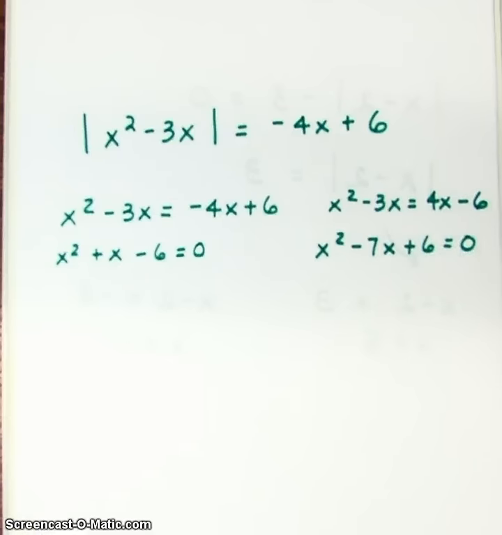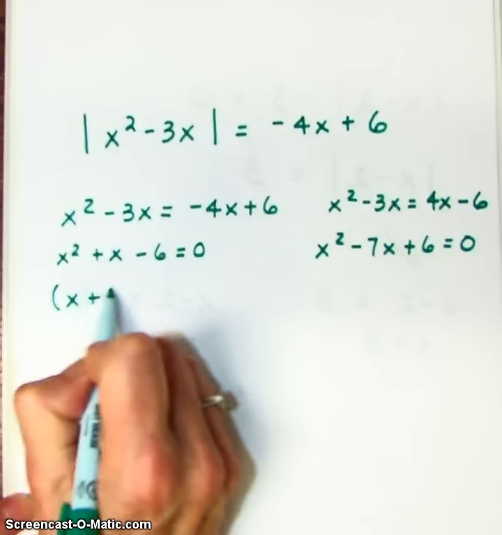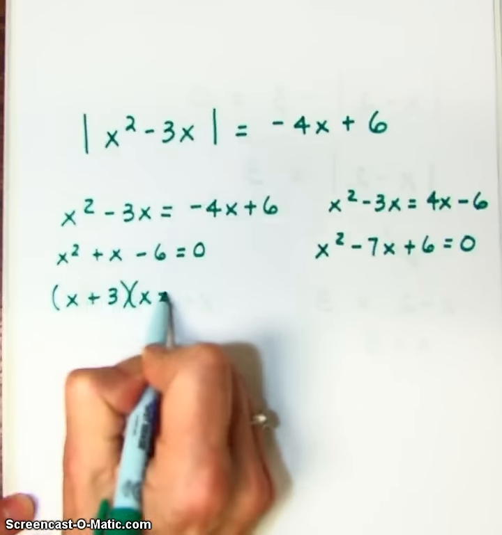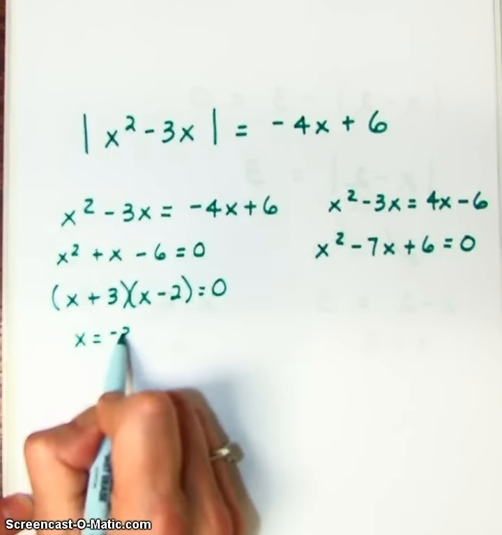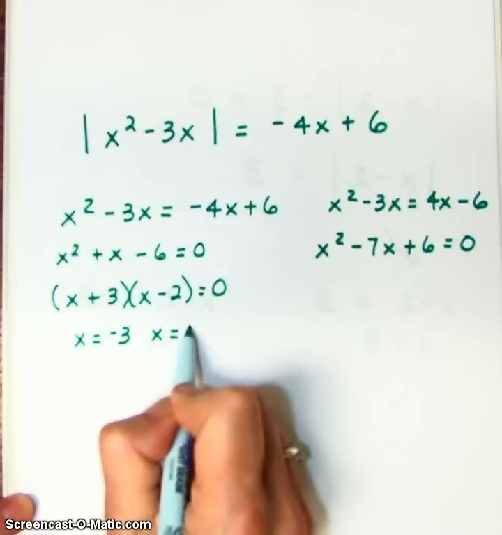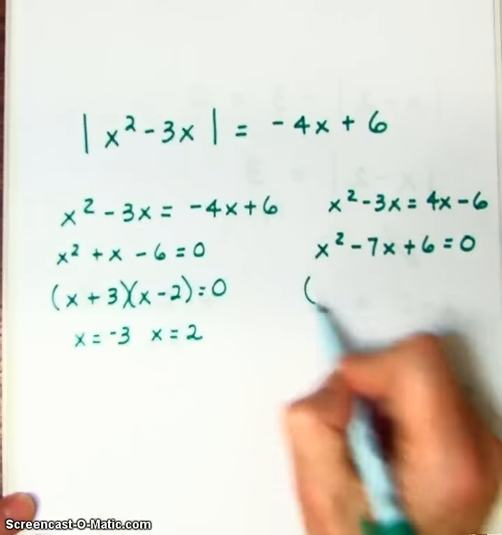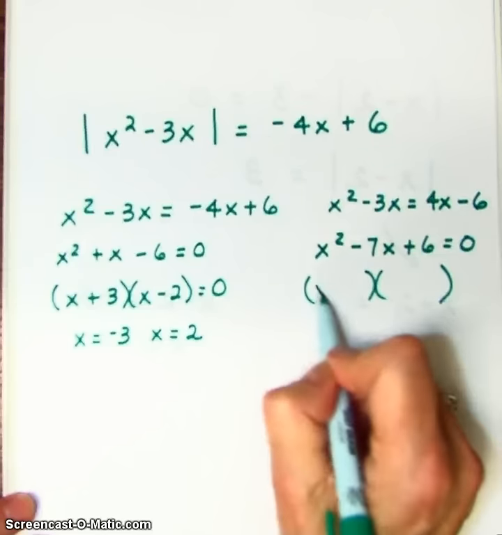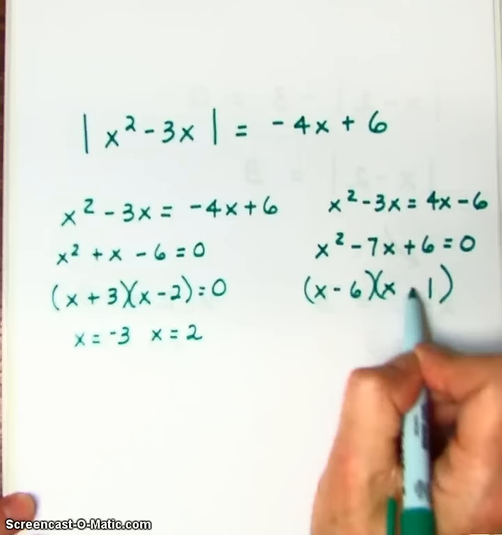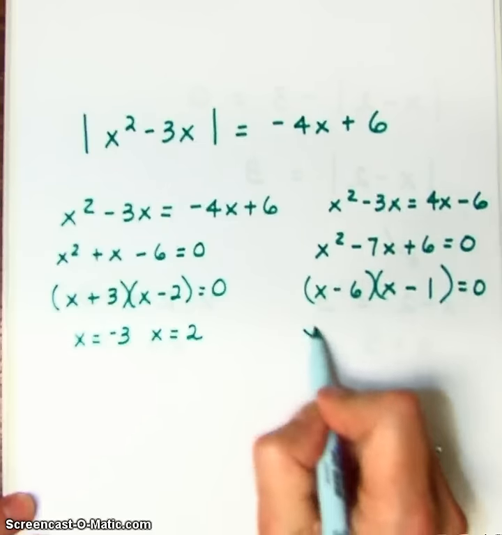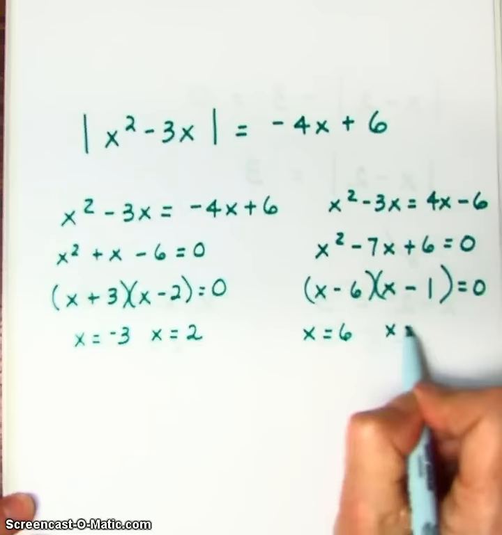Now, since both of those are quadratics, think back on the way we can solve quadratic equations. Most of us like to factor, so let's try that. This one would factor: x plus 3 times x minus 2 is equal to 0. x is equal to negative 3, x is equal to positive 2. Over here, again, most of us like to factor. Factors of 6 that give 7 are 6 and 1, both are negative. And so x is equal to 6, x is equal to 1.